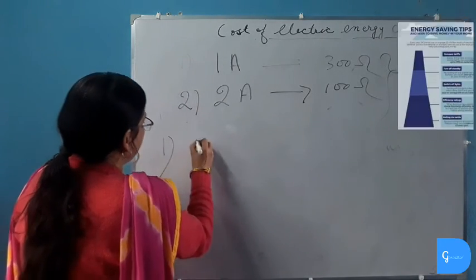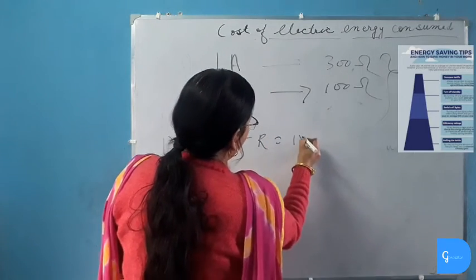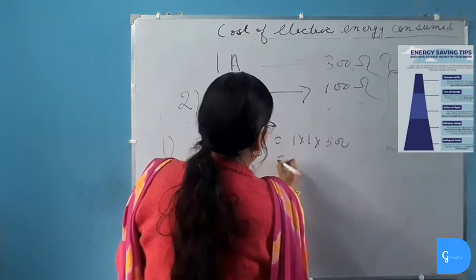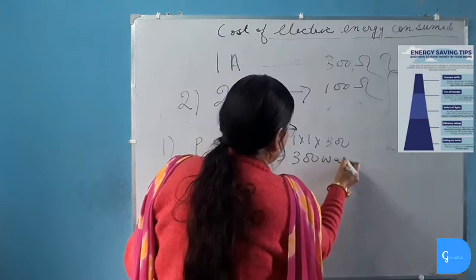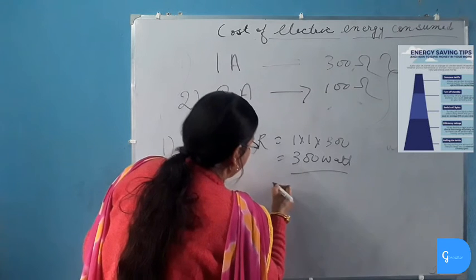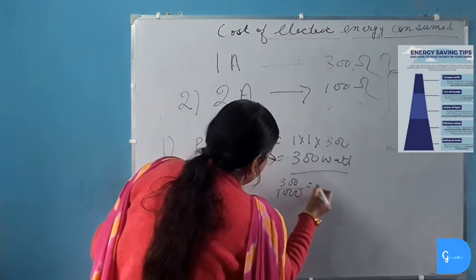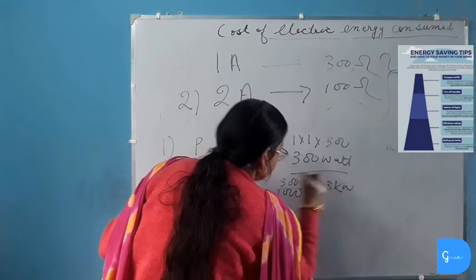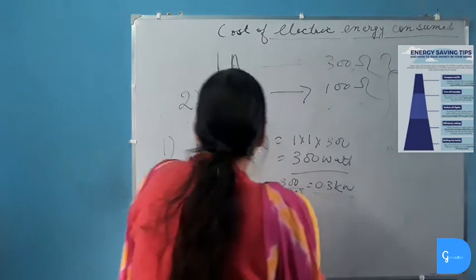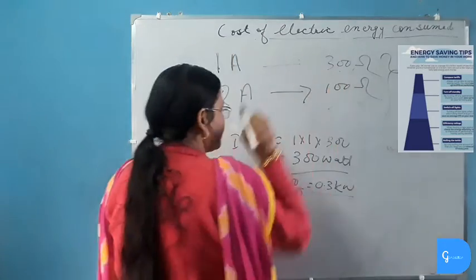In the first case, power is equal to I square R. I is 1 ampere. 1 into 1 into R. R is 300 ohm. So 300 watt of power is consumed in the first case. Now if we convert it into kilowatt, we will divide it by 1000, which is equal to 0.3 kilowatt. So in the first case 0.3 kilowatt will be the power when current is 1 ampere and resistance is 300 ohm.